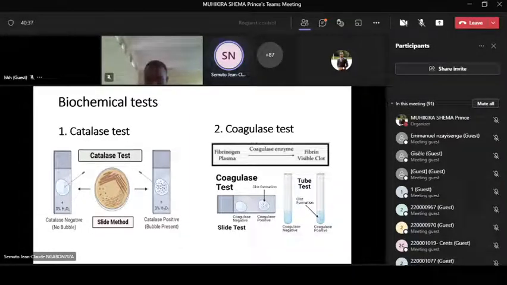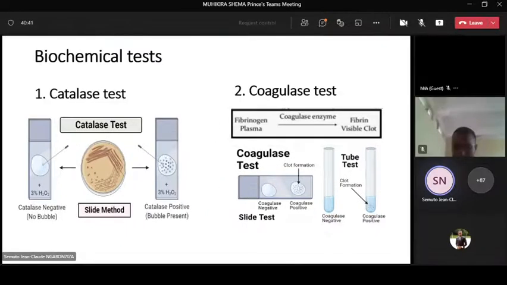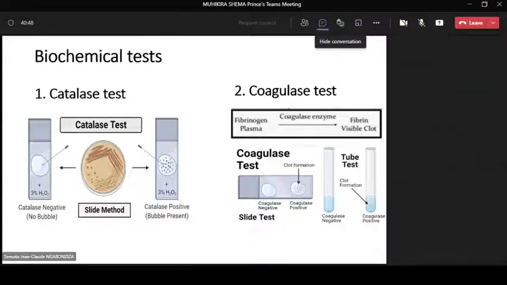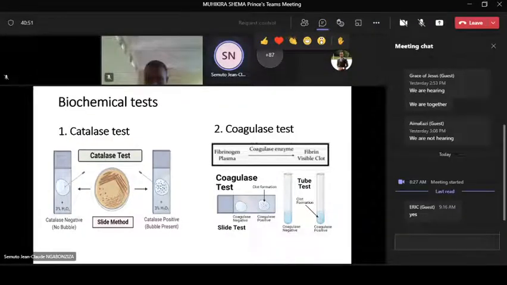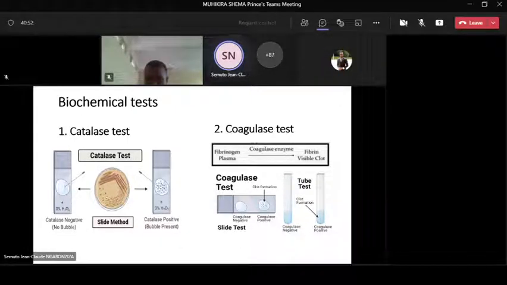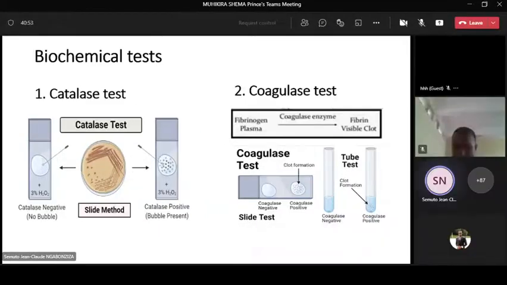Coagulase test is also the ability of bacteria to produce coagulase enzyme. And coagulase enzyme normally can change fibrinogen from plasma to fibrin, a visible clot. And that is one of the virulence factors that we see. Changing this is already bad. If you have a pathogen that can do that, it can then produce some effect.